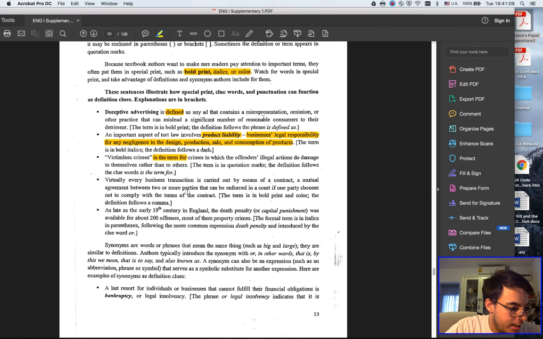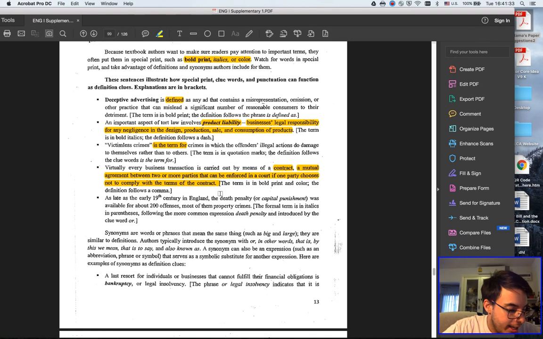Okay. The next one, so virtually every business transaction is carried out by means of a contract. Now notice that you see a comma here. This comma indicates the meaning. So a contract, a mutual agreement between parties that can be enforced in court if one party chooses not to comply. Okay. And then the last one is the death penalty or capital punishment. So notice that what's in the parentheses is the definition of death penalty.